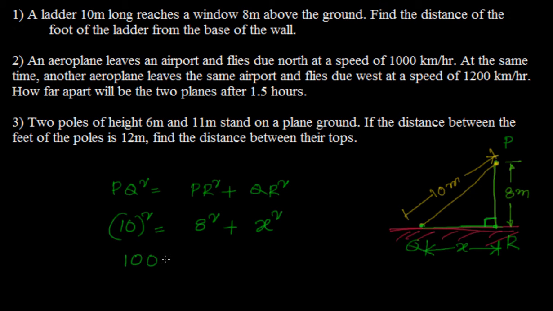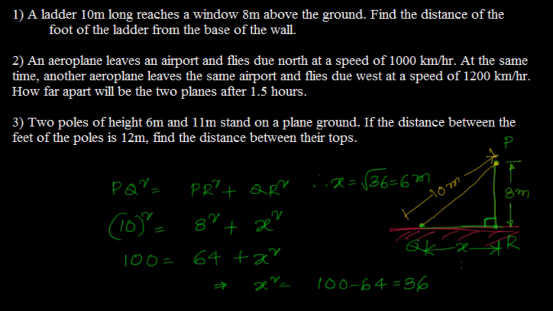So can I say 100 equal to 64 plus x square? That will give me x square equal to 100 minus 64, that's equal to 36. Therefore, x equal to square root of 36 equal to 6 meter. So, x is equal to 6 meter.